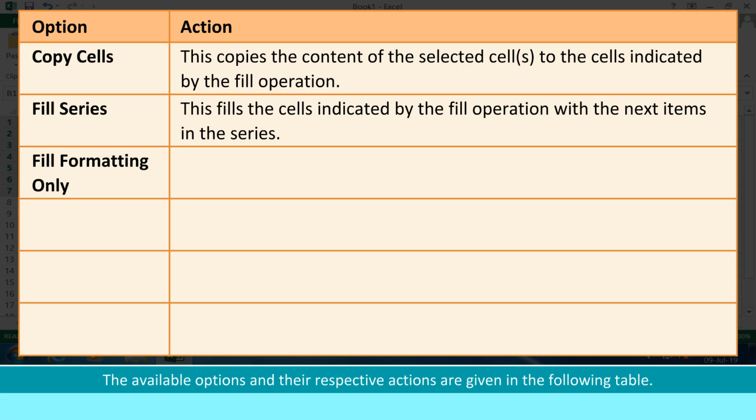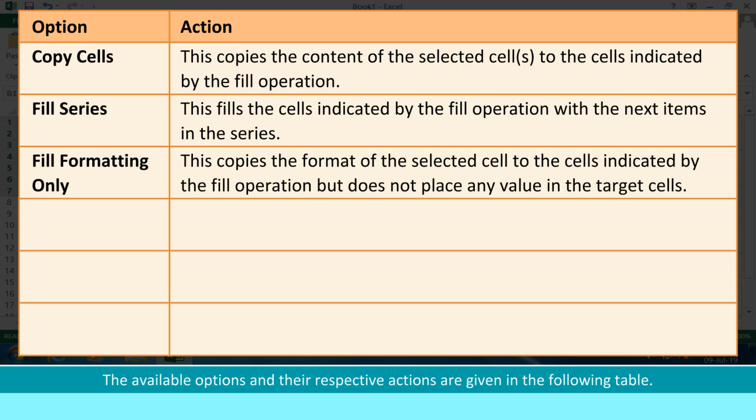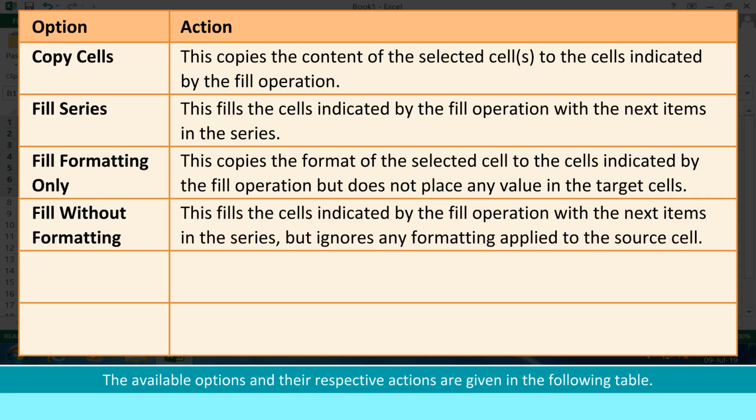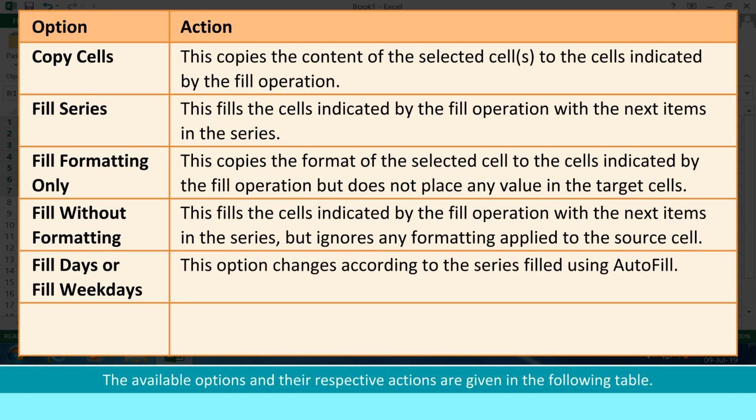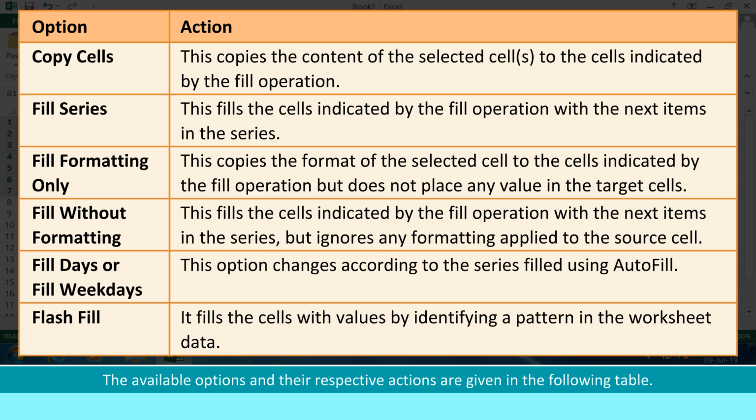Fill formatting only. This copies the format of the selected cell to the cells indicated by the fill operation but does not place any value in the target cells. Fill without formatting. This fills the cells indicated by the fill operation with the next items in the series but ignores any formatting applied to the source cell. Fill days or fill weekdays. This option changes according to the series filled using autofill. Flash fill. It fills the cells with values by identifying a pattern in the worksheet data.